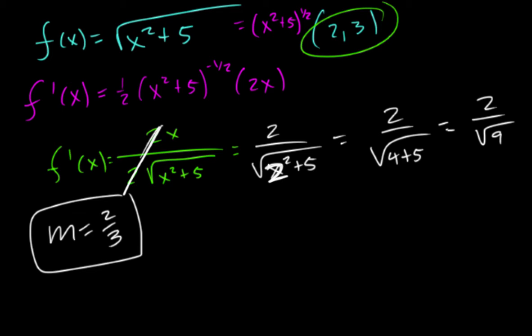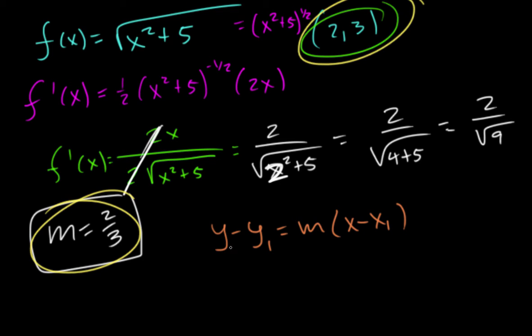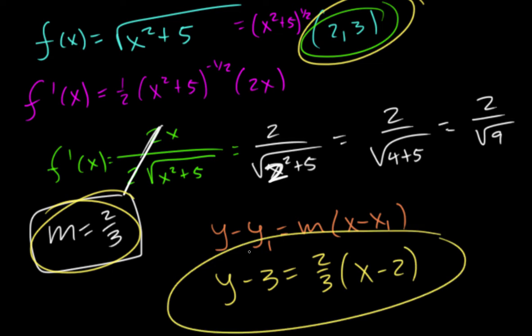Okay, now if we use point slope form, which is y minus y1 equals m times x minus x1, we have the slope, we have a point, that's all we need. So y minus 3 equals this. And that is the equation of the tangent line.